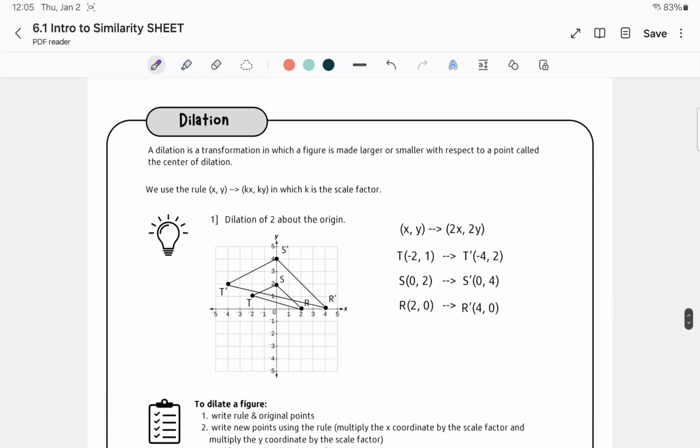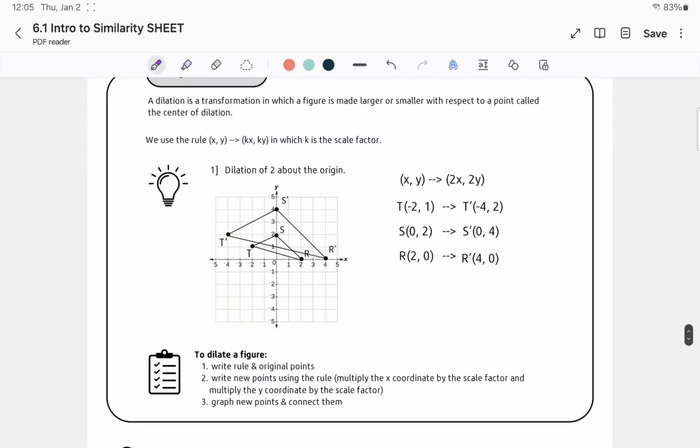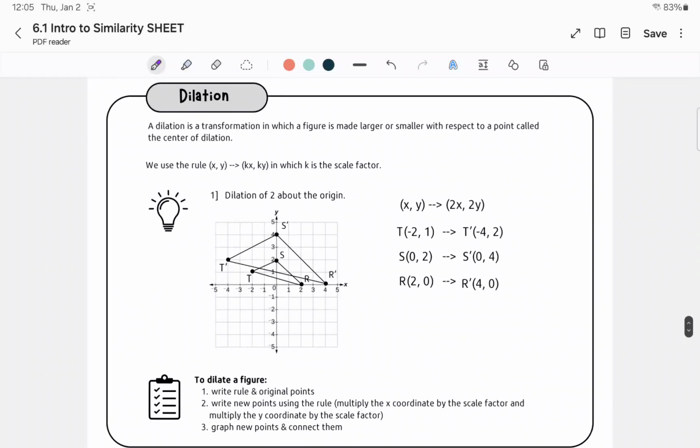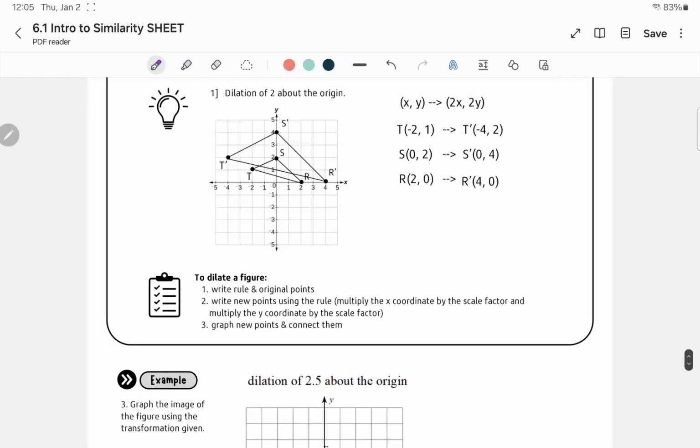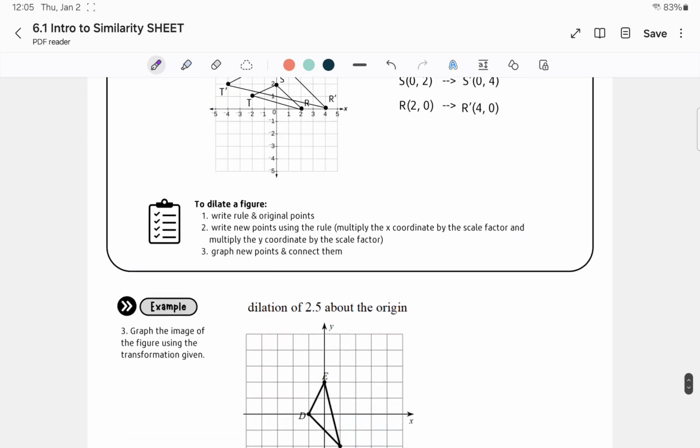But we actually have another part, which is dilation, one last little part. So a dilation is a transformation in which a figure is made larger or smaller with respect to a point called the center of dilation. So basically all we're doing is making something larger or smaller using K as the scale factor. Like I said with that CVS picture, we have to multiply every side by that same number, which is the scale factor. And that's going to keep it proportional, keep it similar.